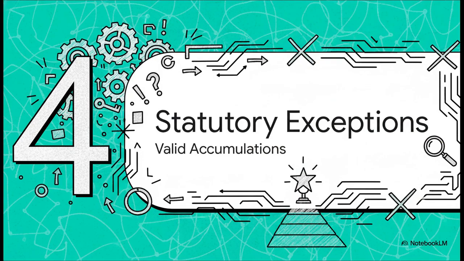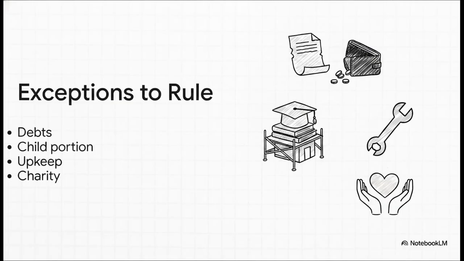Heading 4. 4. Statutory exceptions. Exceptions to the rule. Number 1. Payment of debts of the transferor. 2. Provision for portions of children, for example, marriage or advancement. 3. Preservation or maintenance of property. And 4.